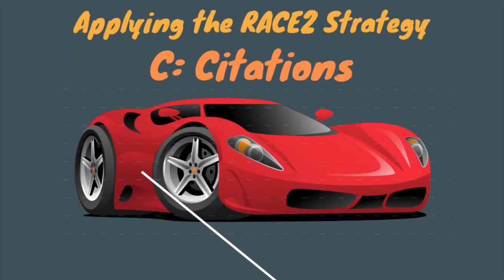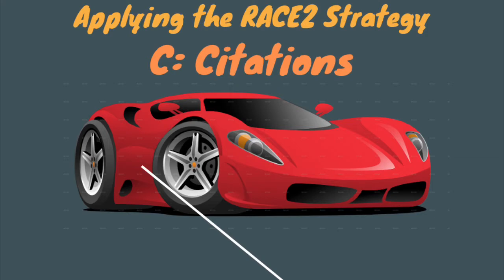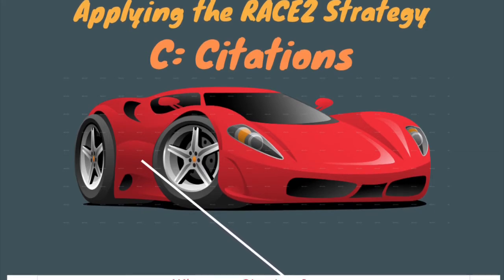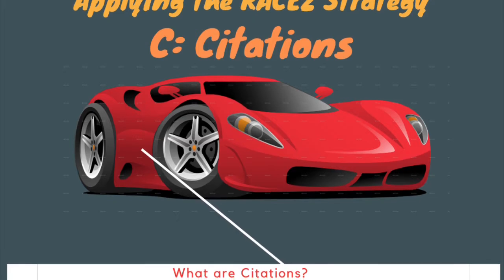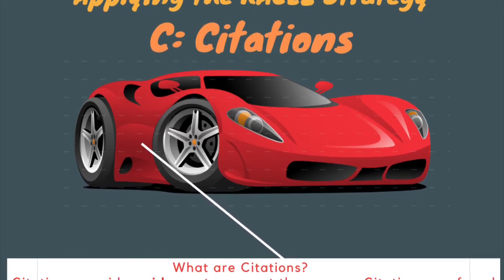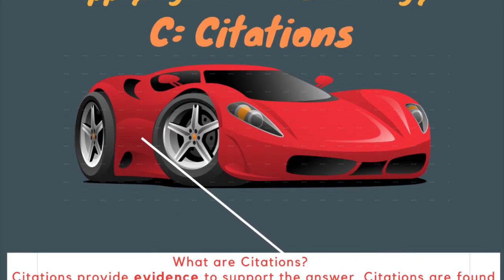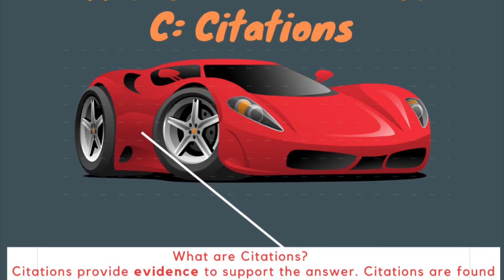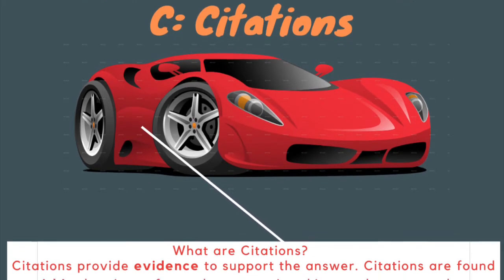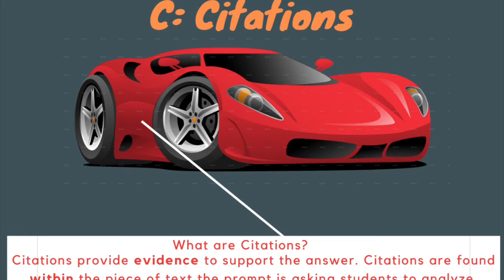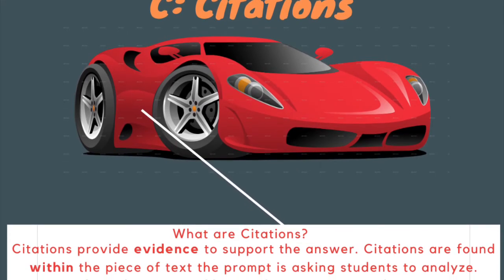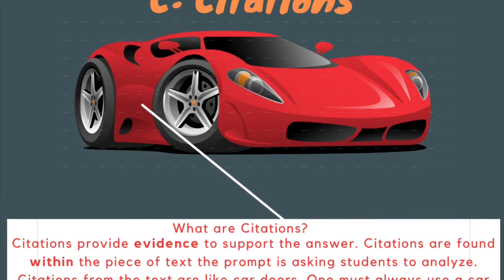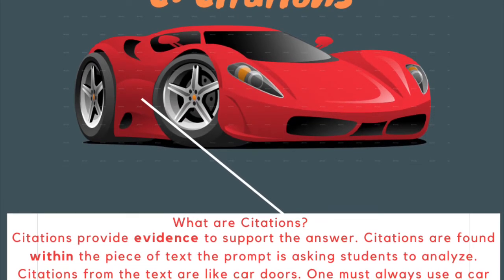Now let's move back to applying the RACE2 strategy, and this time we will be looking at the C, which means citations. Now, what are citations? Citations provide evidence to support the answer. Citations are found within the piece of text the prompt is asking students to analyze. Citations from the text are like car doors. One must always use a car door to get inside, meaning the citations open up to a meaningful analysis.